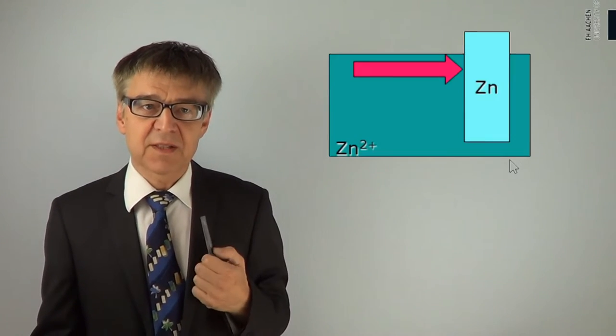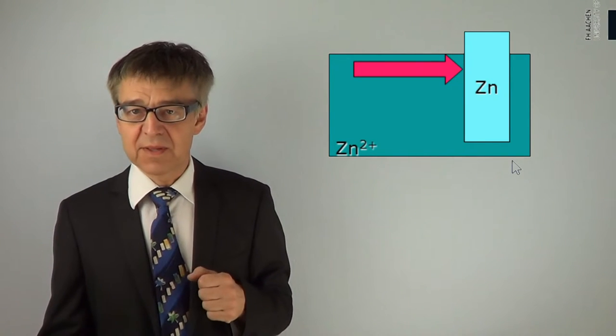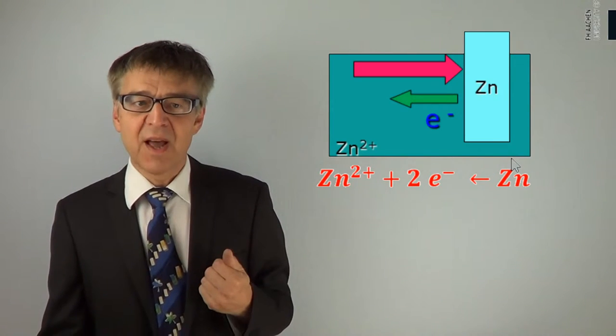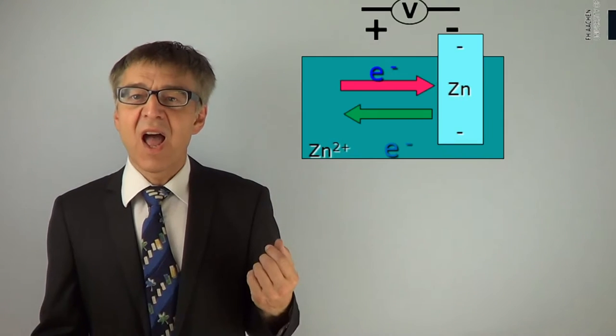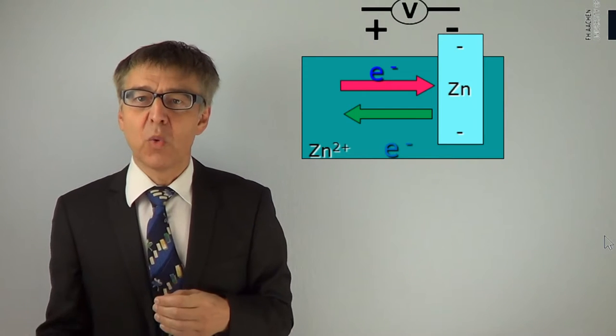If we place a zinc plate into a zinc sulfate solution, anodic current initially outweighs cathodic current. The dissolution rate of zinc is larger than the deposition rate, and the metal charges up negatively. Again, in equilibrium, anodic and cathodic current density will be the same.